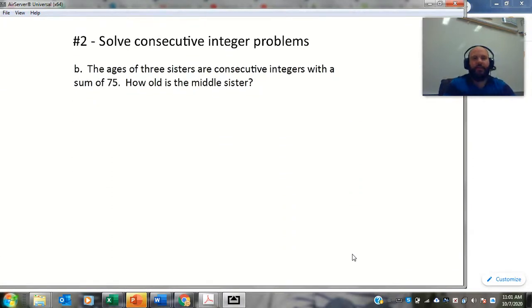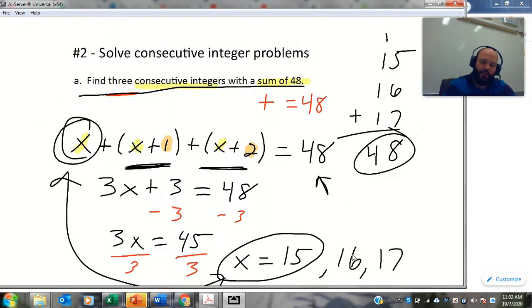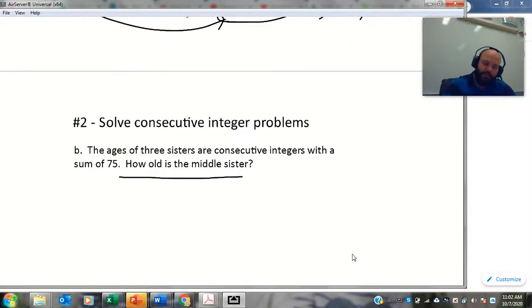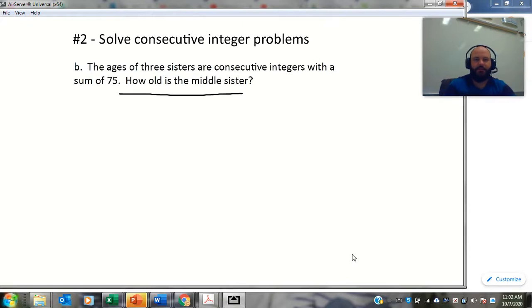So we're going to try another one. This one says the ages of 3 sisters are consecutive integers with a sum of 75. How old is the middle sister? So this one's a little different, right? This one's only asking us what is the middle number of the 3 numbers that we have. Over here, it asked us for all 3 numbers. Here, they're just asking us for the middle sister's age.